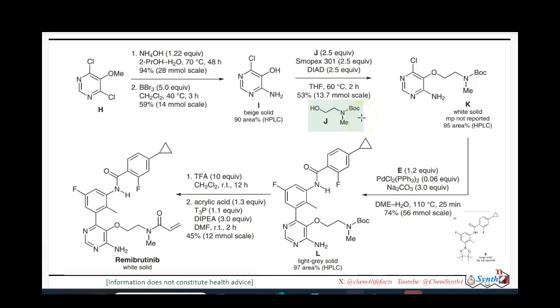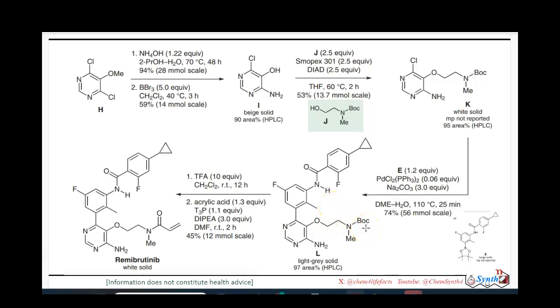Boc substituted amino alcohol, and for this coupling reaction, this is actually Mitsunobu reaction. They have used Smopex 301, which is a convenient polymer supported version of triphenylphosphine and diode reagent to get this ether substrate. And now they have introduced the earlier synthesized boronic ester and performed palladium catalyzed Suzuki coupling reaction to get intermediate L.